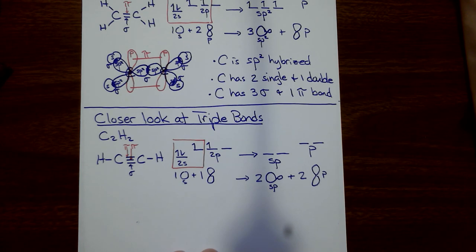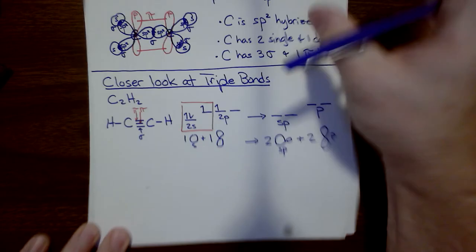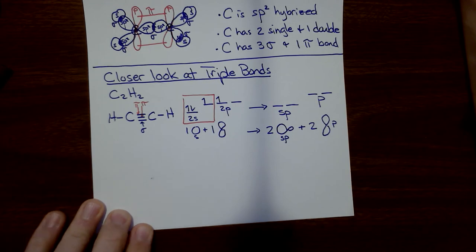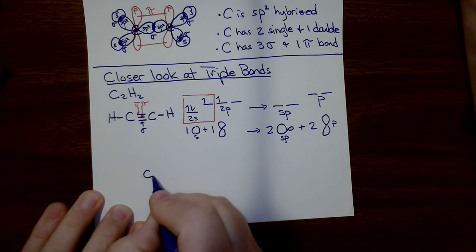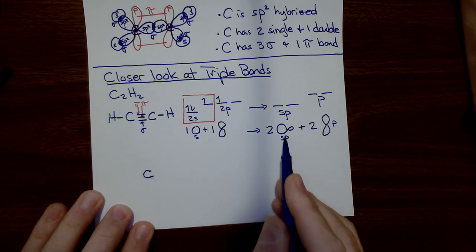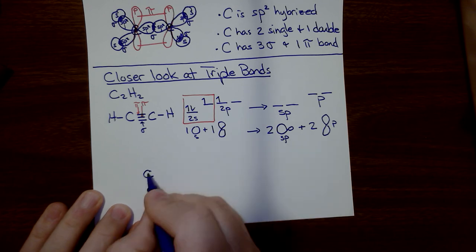So I'm going to do the best I can again to draw what's happening in a triple bond for carbon. So we have a carbon. In this case, we only have 2 of these, so I'm going to have a hybridization going out this way.